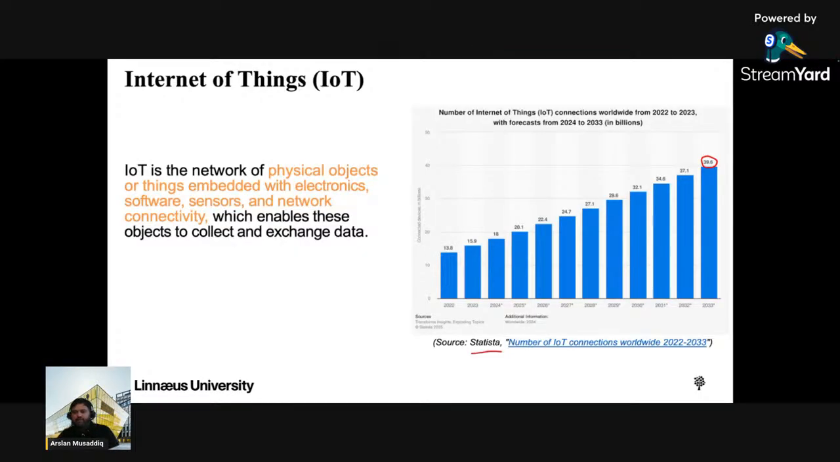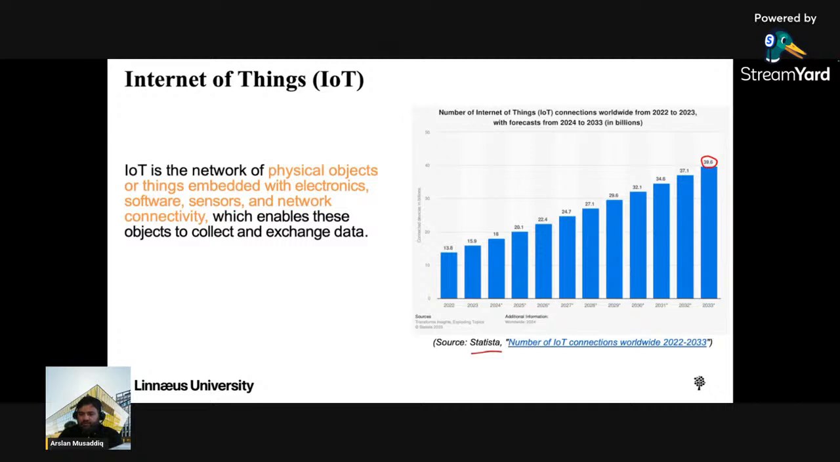So now let's dive more into our topic. What exactly is IoT? What is the definition? Simply put, IoT refers to the network of physical objects or things embedded with electronics, software, sensors, and network connectivity, which enable these objects to collect and exchange data. This is the exact definition of what is IoT.